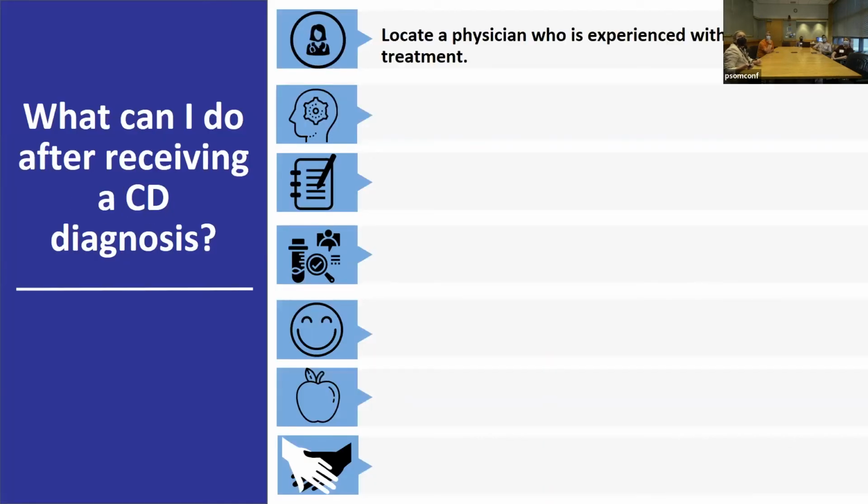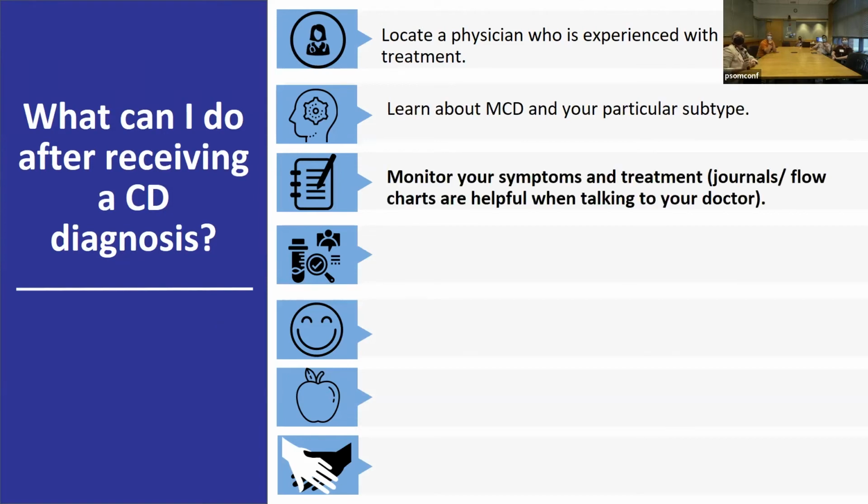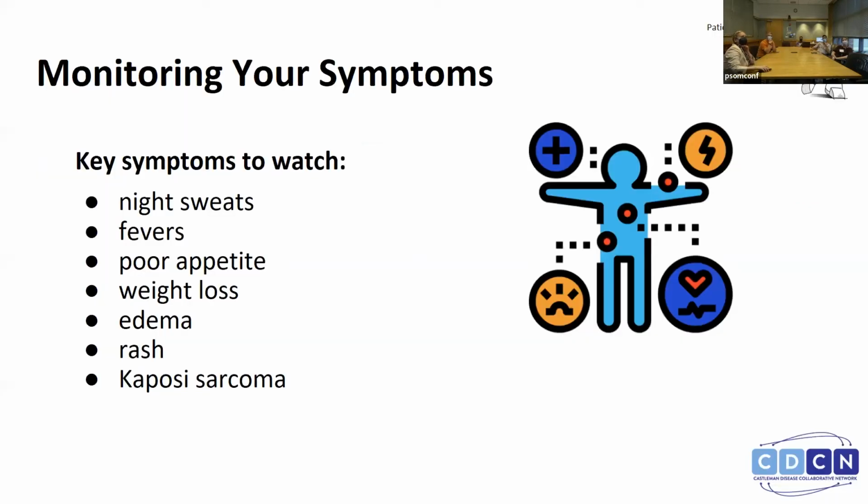So I feel like I'm preaching to the choir. You have a physician, you know about your subtype, you're here today. So I think knowing how the Castleman's presented in the first place is really important to know if a subsequent flare happens.